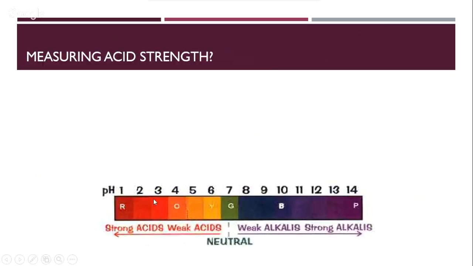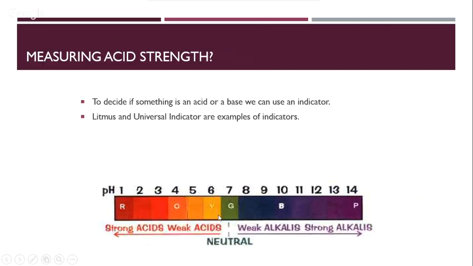You can find that on a universal indicator, which is nothing but a complex of dyes. So there are multiple dyes put together. You'll find that the values go like VIBGYOR. So violet or the bluish ones are here, and the red ones are here. Acids are the ones which turn towards red, whereas bases or alkalis turn towards blue.